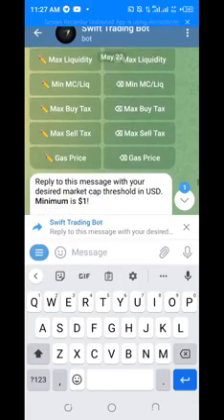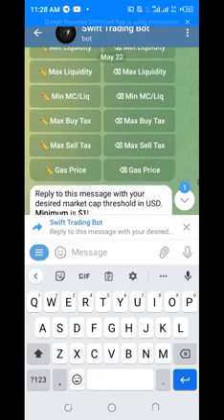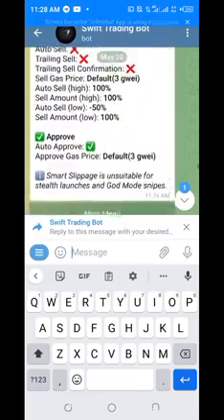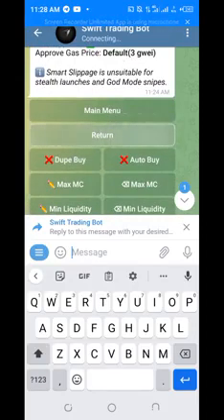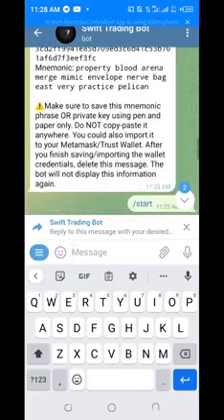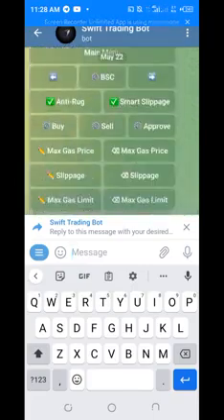Now the next thing is gas price. You set the maximum gas price you want for the buy. Understand? Then let's return back. Oh, network, Nigerian network is a mess. Okay, let's return back to where we are.